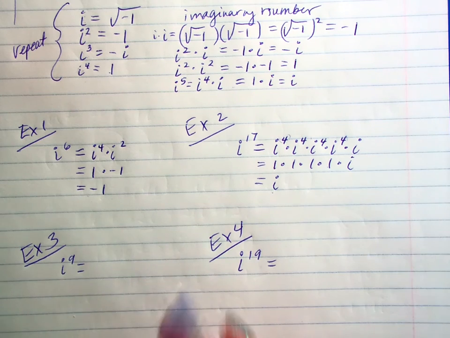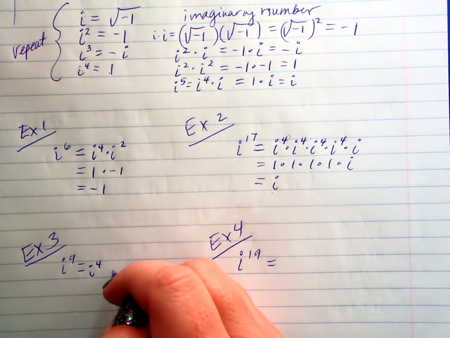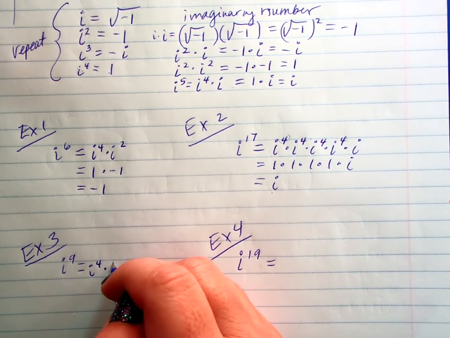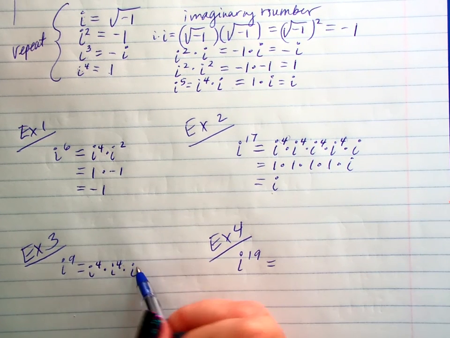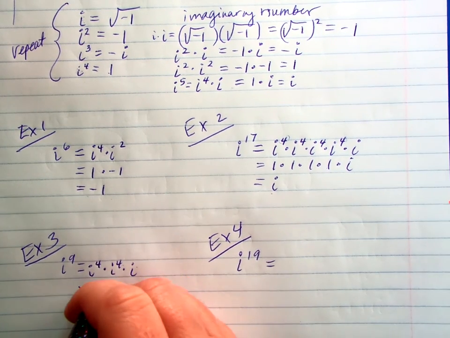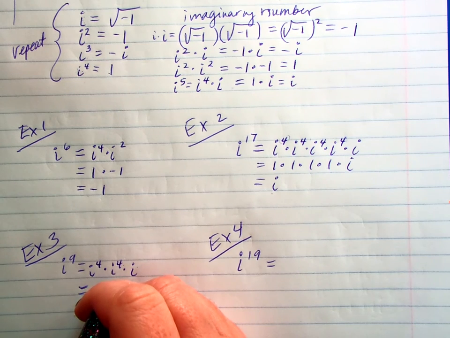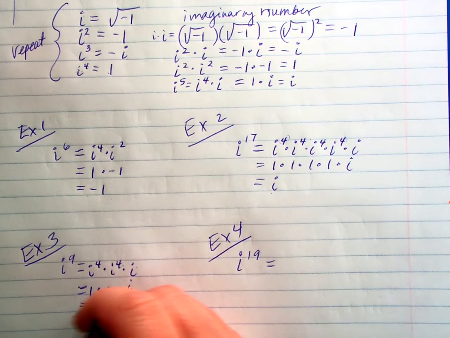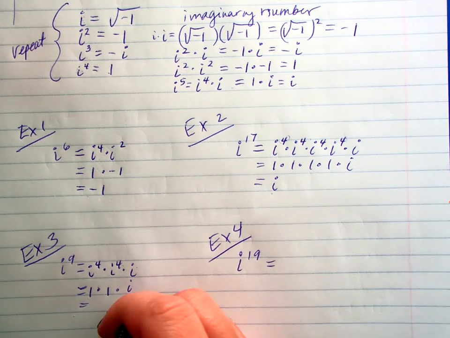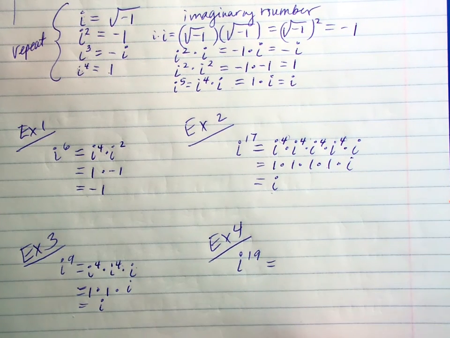Okay, let's see how you did. i to the 9th can be broken down as i to the 4th times i to the 4th times one more i. 4 plus 4 is 8 plus 1 is 9. We know that i to the 4th is just 1, and then times i. 1 times 1 times i should just be i.